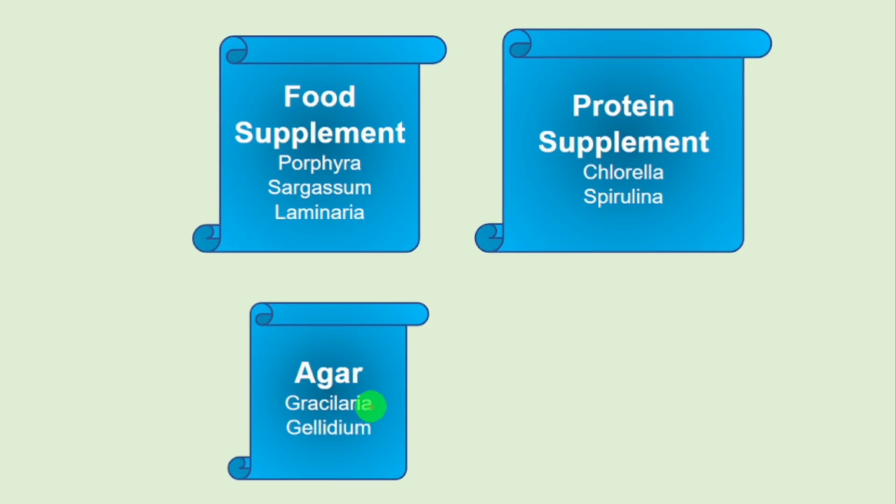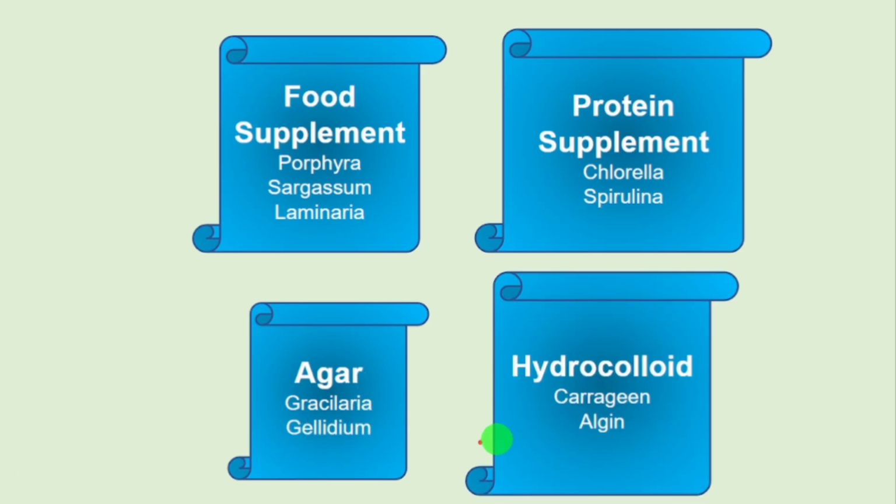Then agar, the two sources are Gracilaria and Gelidium. And hydrocolloid, carrageen, this is red algae. Algin is brown algae. Please note down all these examples. These are very important from exam point of view.